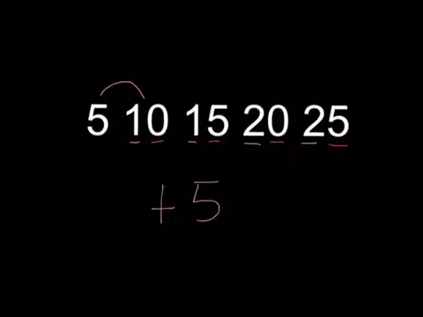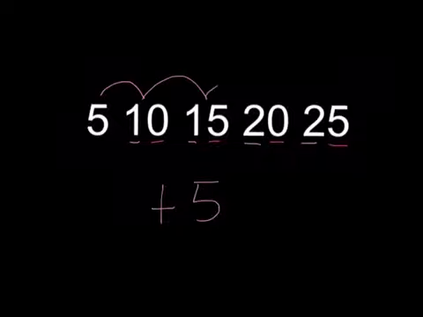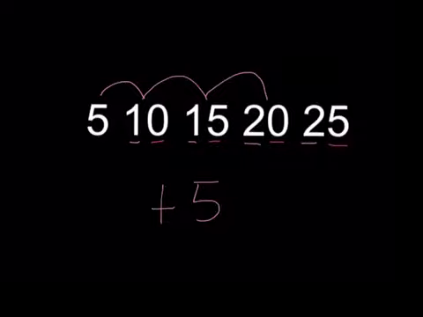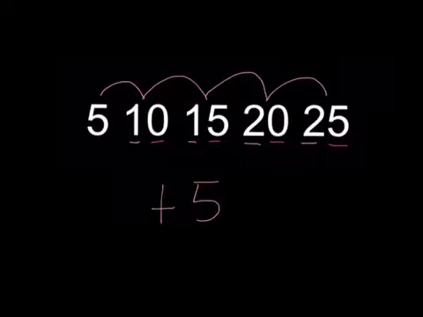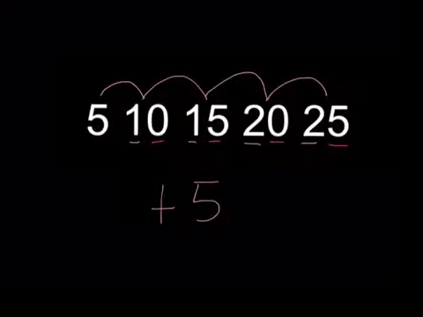1, 1, 2, 2. There is a pattern happening here. Do you know what this pattern is? This is a skip counting pattern too. It's getting bigger by 5 each time. 5 plus 5 more is 10, plus 5 more is 15, plus 5 more makes it 20, plus 5 more makes it 25. So we're adding 5 each time. So yes, this is definitely a pattern.